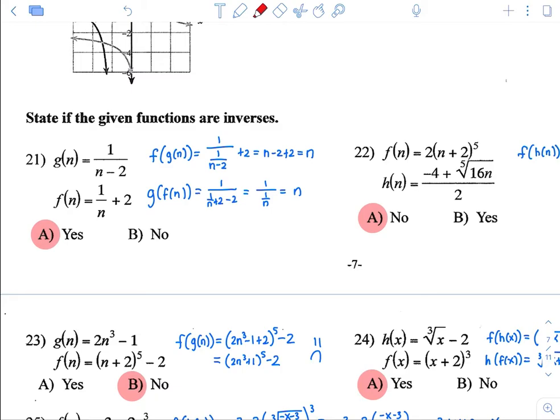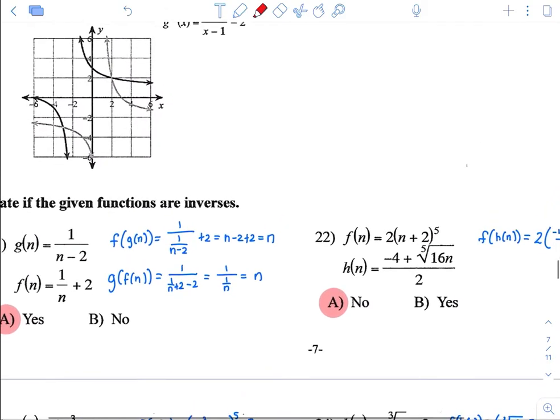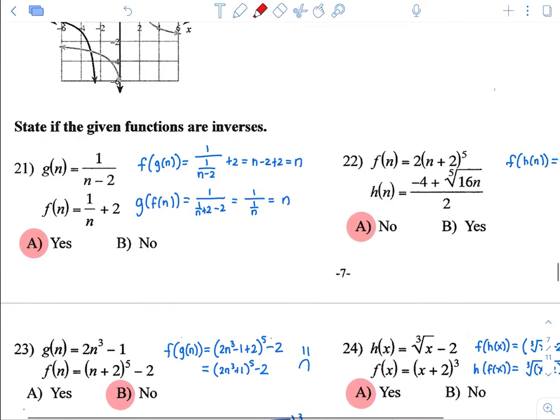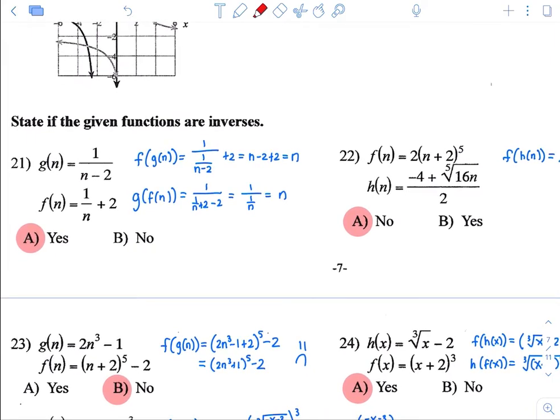Now we have to check the other way. So g of f of n means you plug all of f of n into the g of n function, which is just plugging into n. So g of f of n is 1 over n plus 2 minus 2. But this 2 and this minus 2 cancel, so we get 1 over n. But then 1 over n is just basically this, which is just n. So both of them are equal to a variable, so that means they're inverses of each other, so it's A.